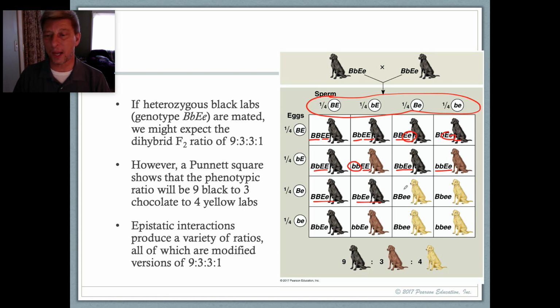interesting thing ends up. Here, I have what should be a black lab because it's got two dominant black alleles. But in the hair pigment gene, we've got two recessive alleles, and so we end up with a yellow lab. Same thing for this guy and these two. This one should be a brown lab, but it doesn't have a dominant E allele, a hair pigment allele. And then you can figure out the others there. But we end up with a ratio of 9:3:4 in this case. 9 black labs to 3 brown labs to 4 yellow labs.